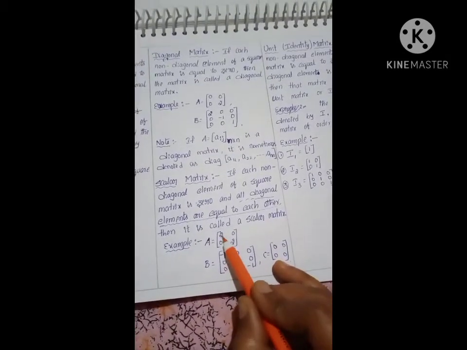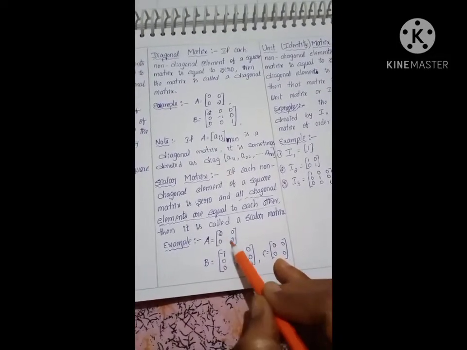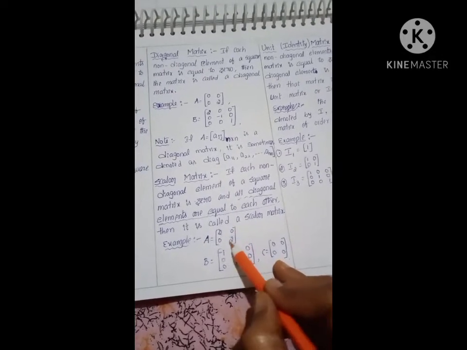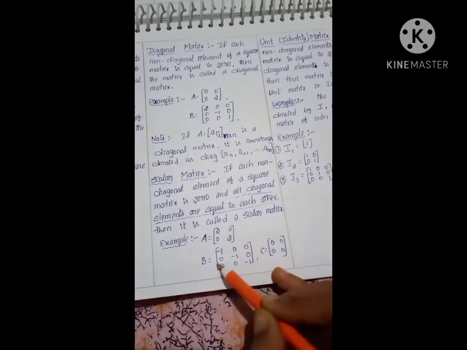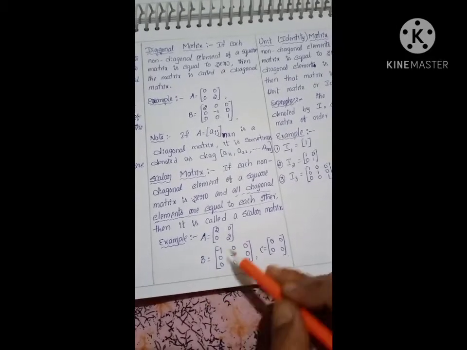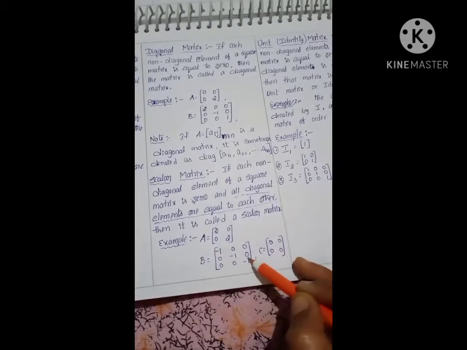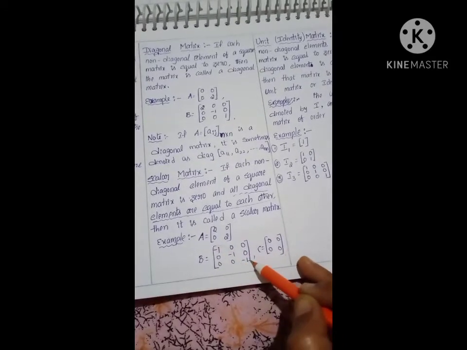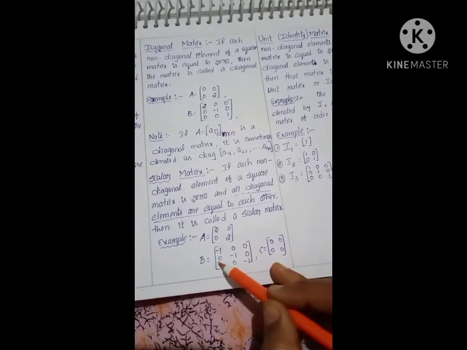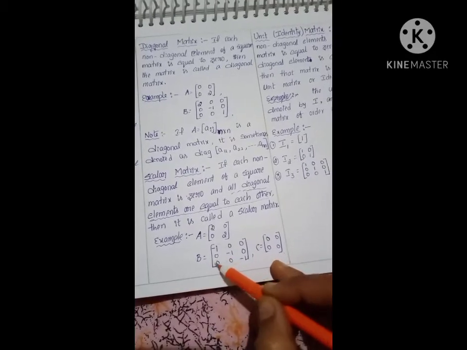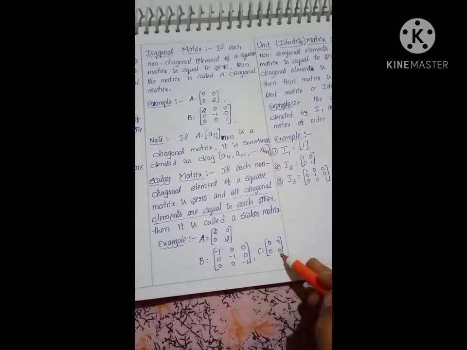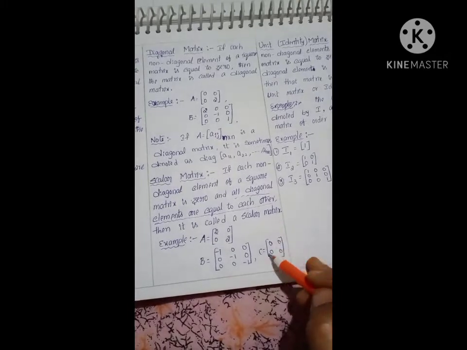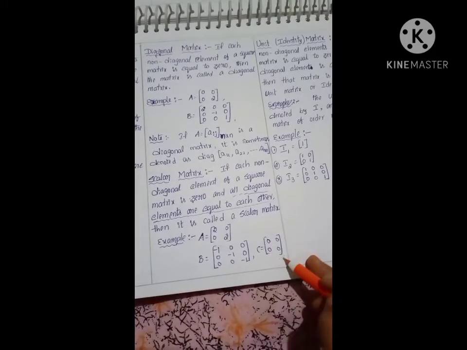See, 2, 2. Diagonal elements are equal to each other, and non-diagonal elements are equal to 0. This one also is a scalar matrix. See, 0 is equal to 0, and non-diagonal elements are equal to 0.